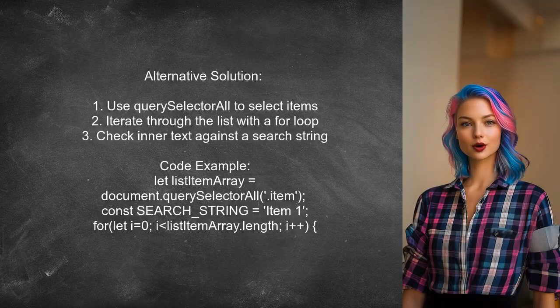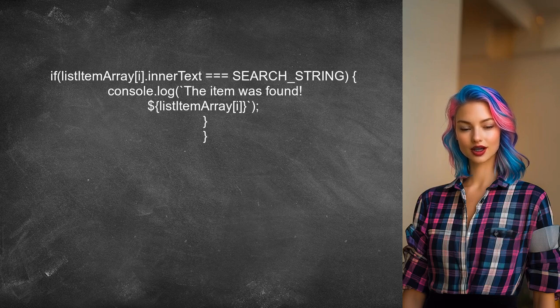Let's take a look at another answer from another user. An alternative approach suggests using query selector all to grab all list items. This method returns an iterable array of HTML nodes, making it easier to work with. The user recommends checking each item's inner text against a specified search string.